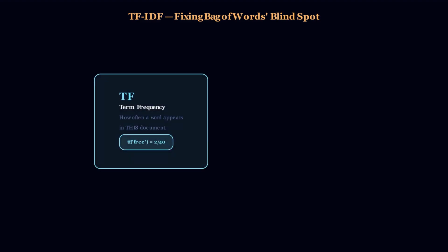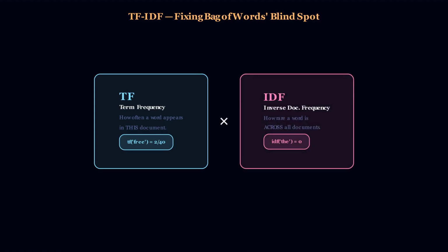Bag of words has a flaw. Common words dominate the counts. TF-IDF fixes that. Term frequency times inverse document frequency. Term frequency, how often a word appears in this document. Inverse document frequency, how rare that word is across all documents. A word in every single document, like the, gets an IDF near 0. It gets silenced. A rare, distinctive word in a spam dataset gets a high IDF. It gets amplified. Multiply the two together, and you get a score that rewards words that are frequent and distinctive.